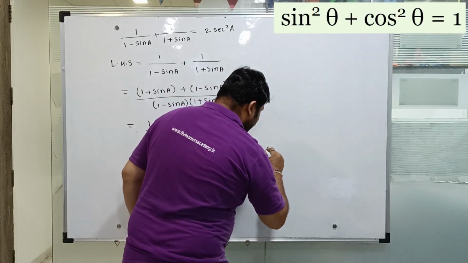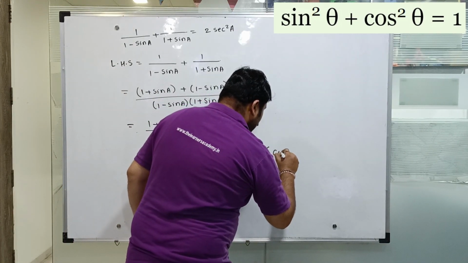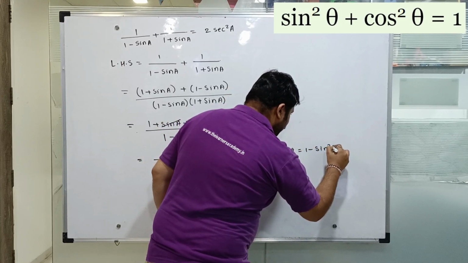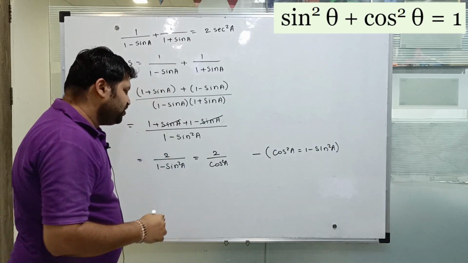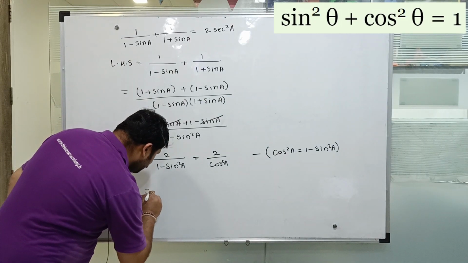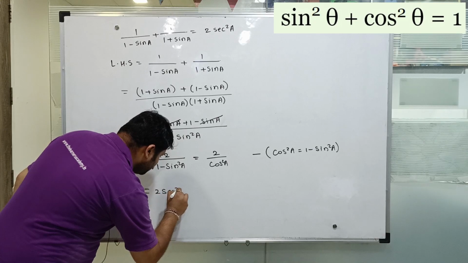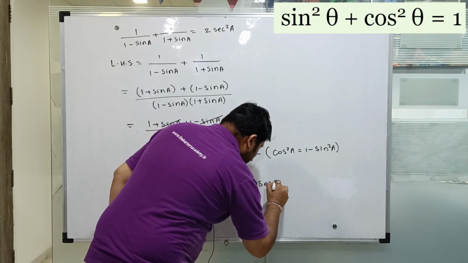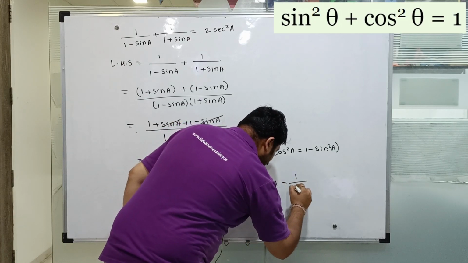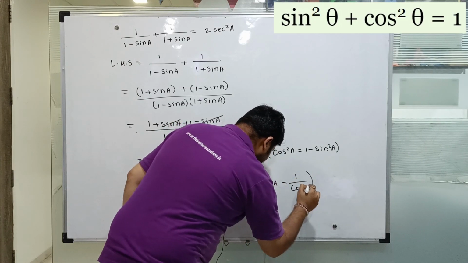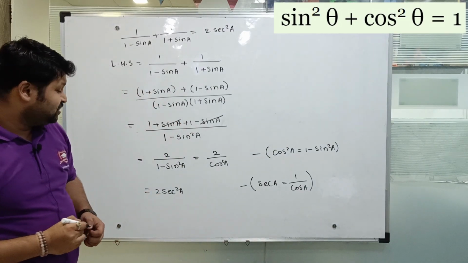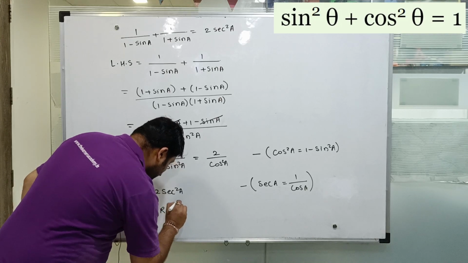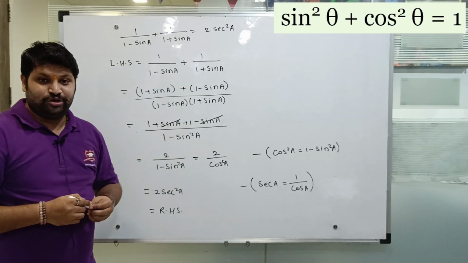So the reason would be cos square a is equal to 1 minus sin square a, and further I can write it as 2 sec square a. The reason being sec a is equal to 1 upon cos a, and this is my right hand side. So I can say that it is equal to RHS, and the proof is solved.